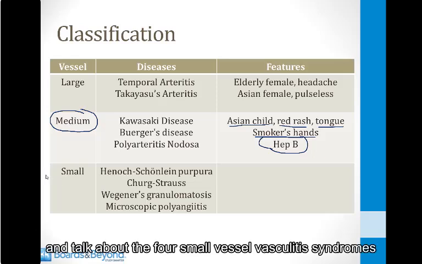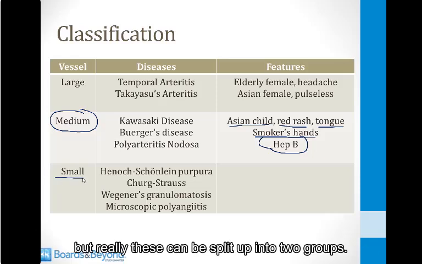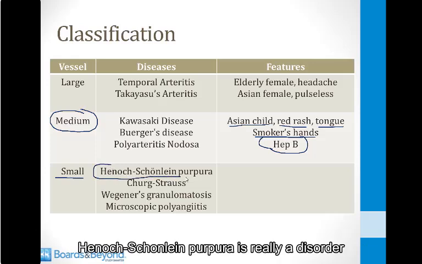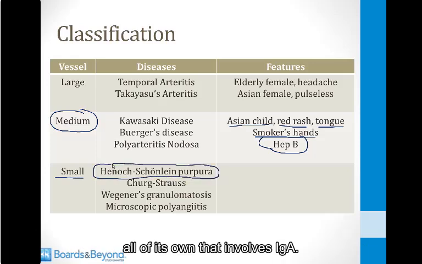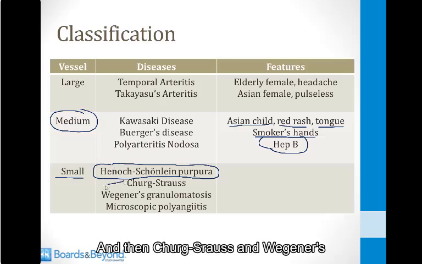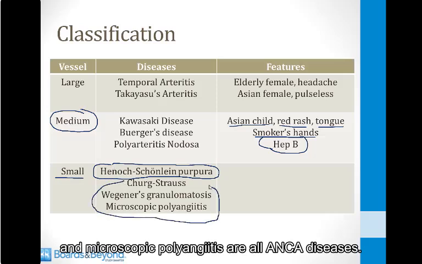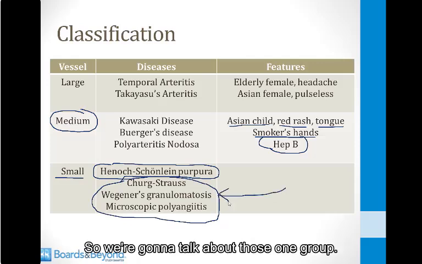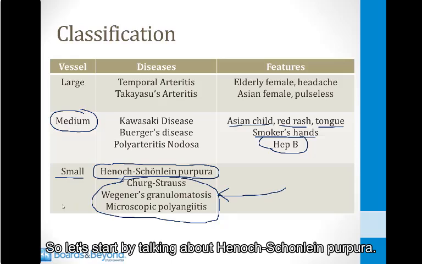Now we're going to move on and talk about the four small vessel vasculitis syndromes, but really these can be split up into two groups. Henoch-Schönlein purpura is really a disorder all of its own that involves IgA, and then Churg-Strauss, Wegener's and microscopic polyangiitis are all ANCA diseases, so we're going to talk about those as one group. So let's start by talking about Henoch-Schönlein purpura.